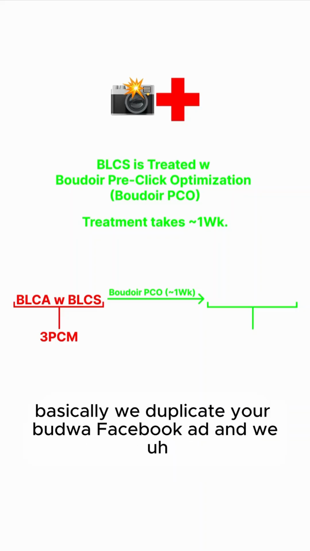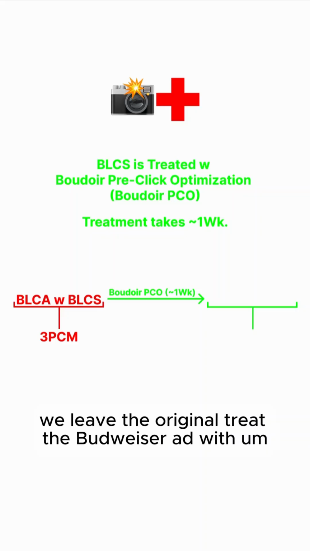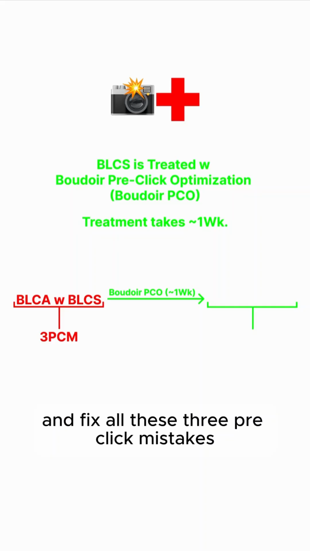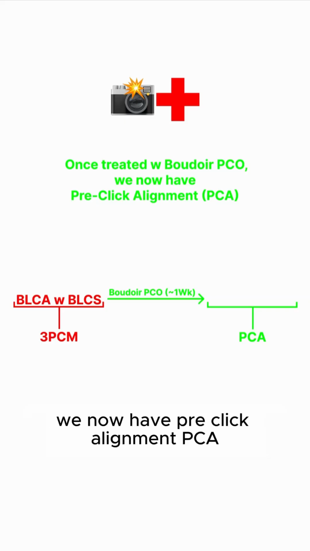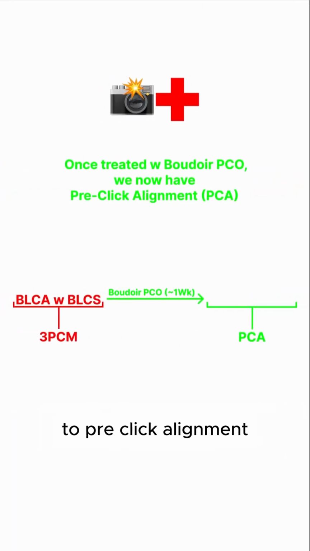Basically, we duplicate your Boudoir Facebook ad, and we treat the duplicated ad with Boudoir Pico. We leave the original. We treat the Boudoir Pico ad and fix all these 3 pre-click mistakes. So once treated with Boudoir Pico, we now have pre-click alignment, PCA. So we go from the 3 pre-click mistakes to pre-click alignment.